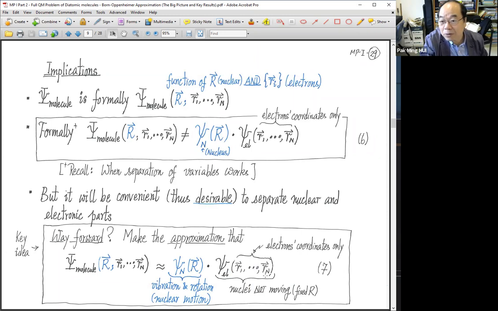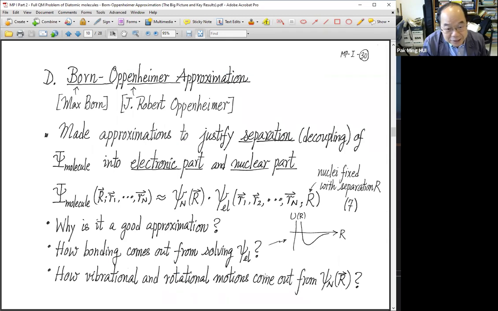So we would like to proceed to see, first of all, why we can do that, at least qualitatively. Secondly, if we do that, what comes out from the approximation? It turns out that 90% of chemistry comes out from this Born-Oppenheimer approximation. So that is the place where we started last time. As mentioned, the Born-Oppenheimer approximation wants to decouple the electronic things from the nuclear motion.